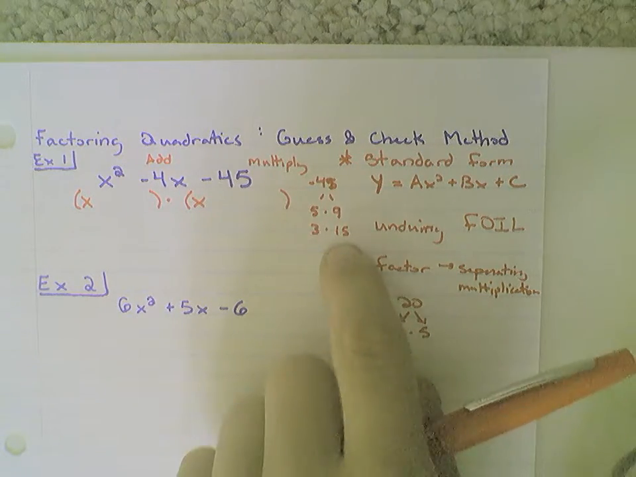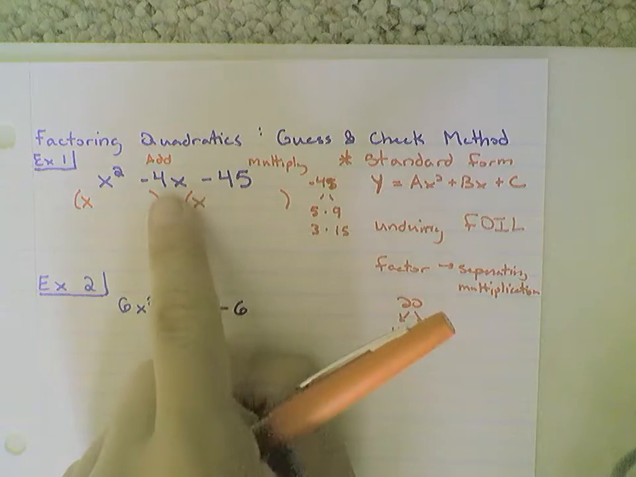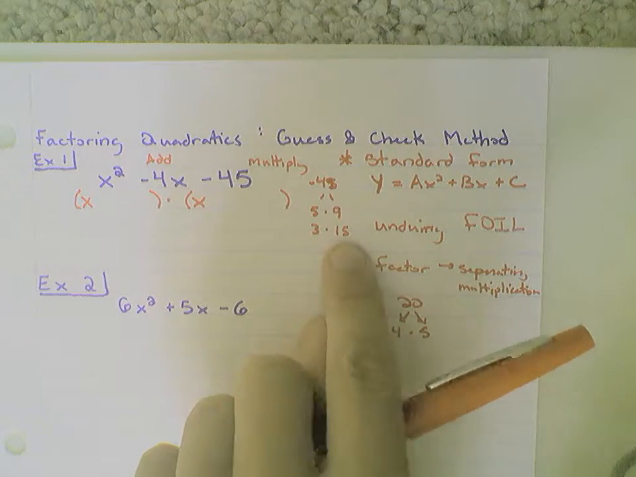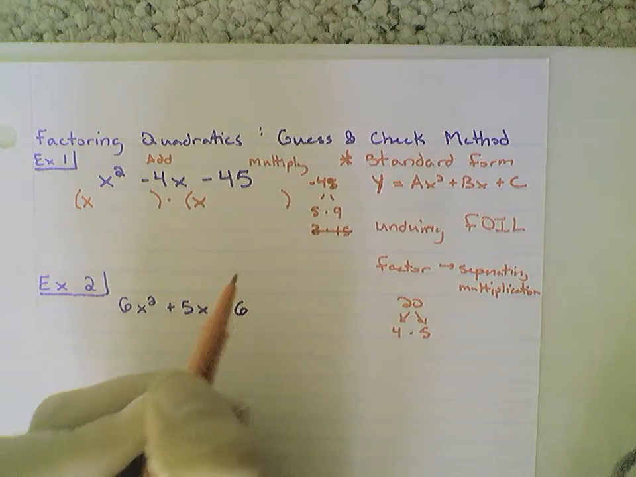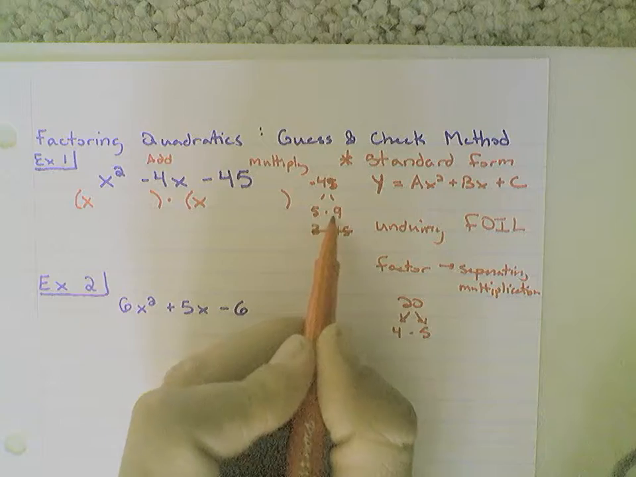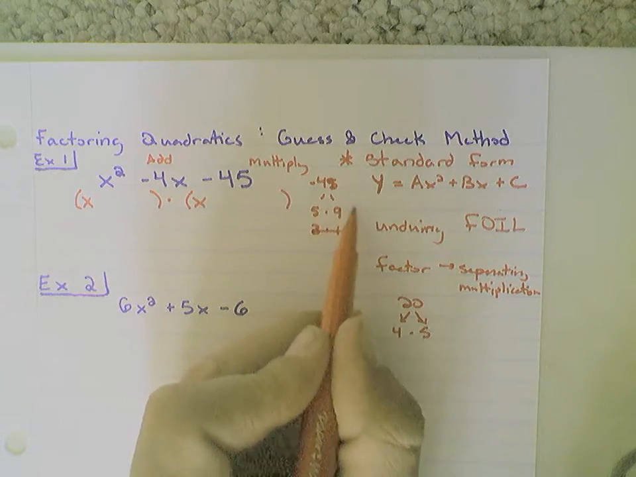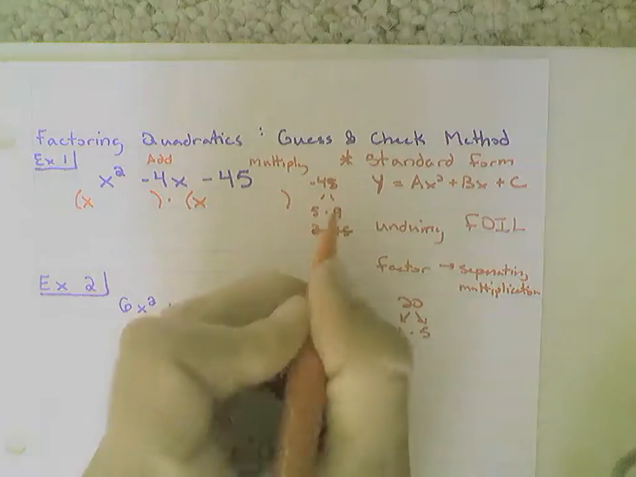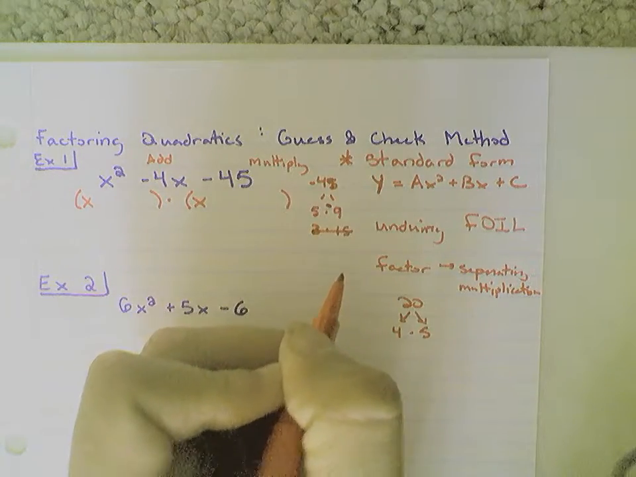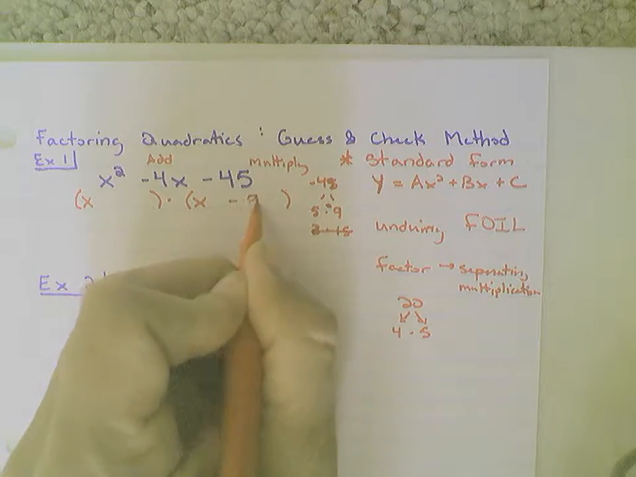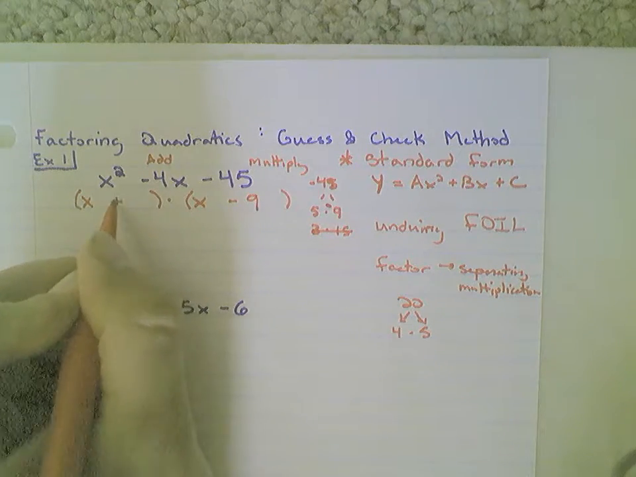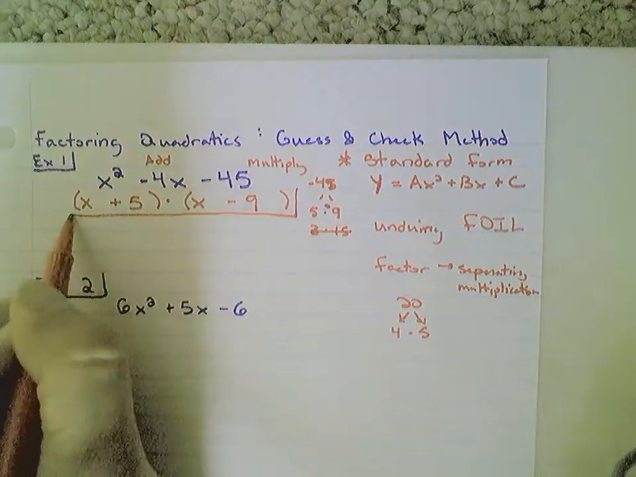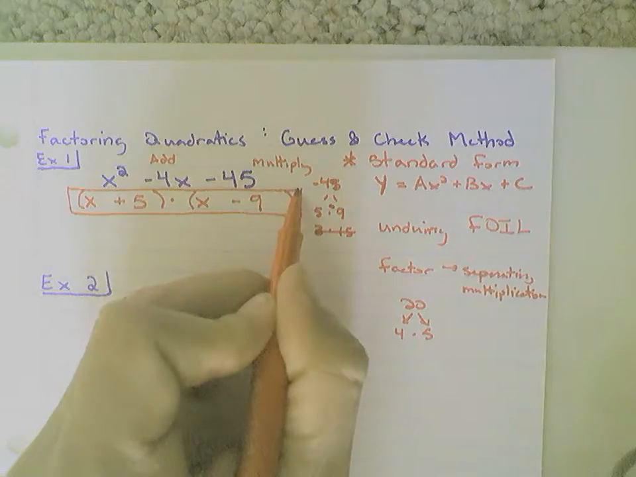Now the next step is, once I have some factors of it, I need ones that add to negative 4. Well, if I look at 3 times 15, those are not 4 apart, so that's not the pair I want. But if I look at 5 times 9, I notice that those are 4 apart. I want them to add to a negative 4, so the 9 must be the one that's negative. So I can write this as negative 9 times a positive 5. This would be the factored form of the first example.